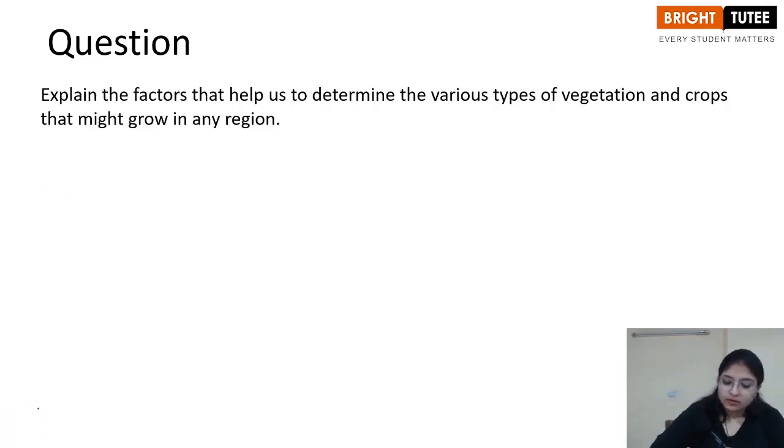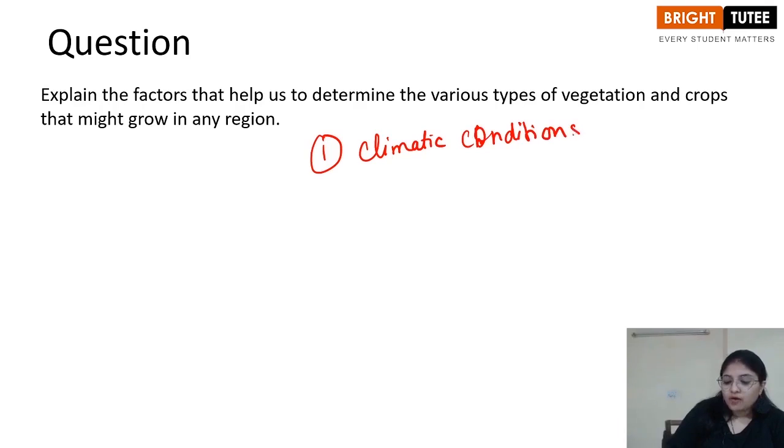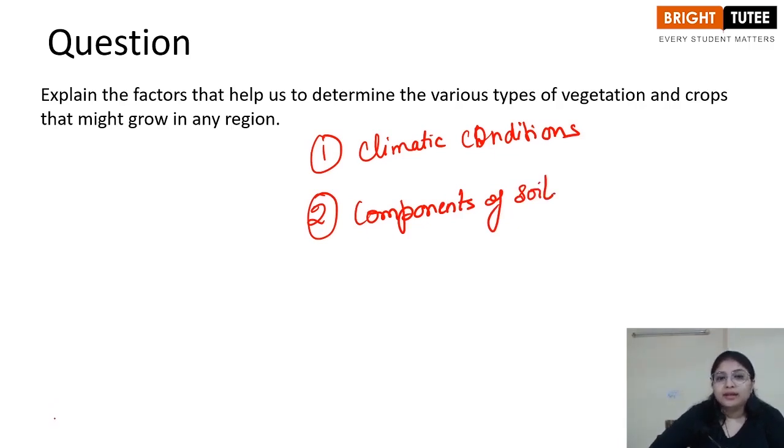Explain the factors that help us to determine the various types of vegetation and crops that might grow in any region. So there are two factors. First is the climatic conditions, what kind of climate is there, whether the climate is hot and dry, whether it is wet and hot, or whether it is icy cold. According to that, vegetation is seen. Apart from that, the second thing which influences the vegetation is the components of the soil, whether the soil is loamy, sandy or clayey. That also helps in determining what kind of vegetation will be seen in a particular area.